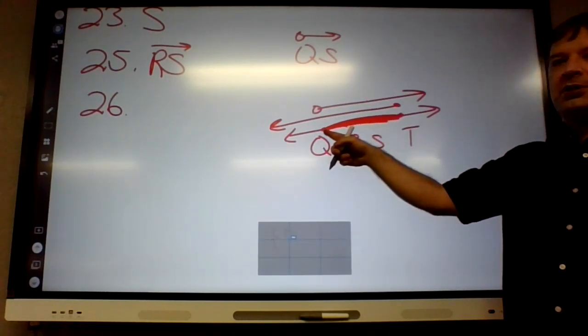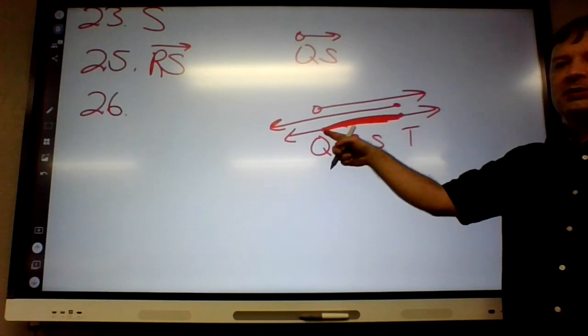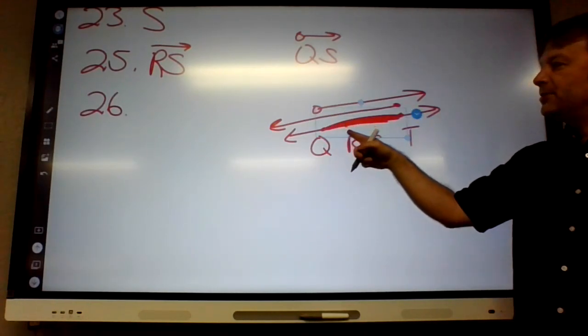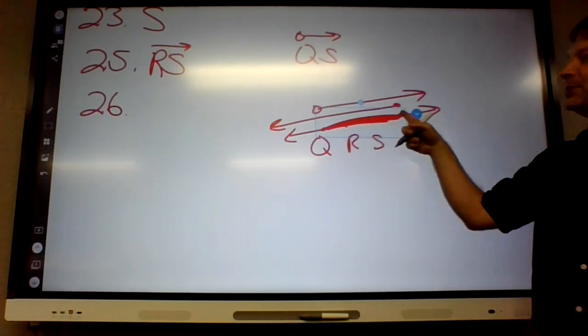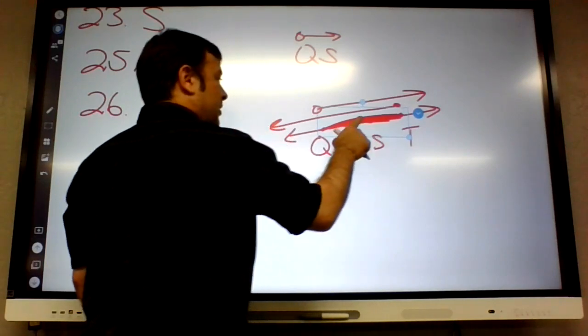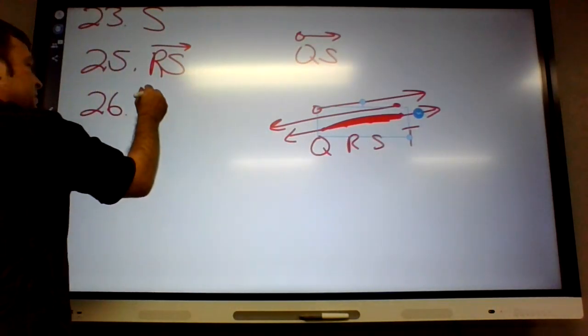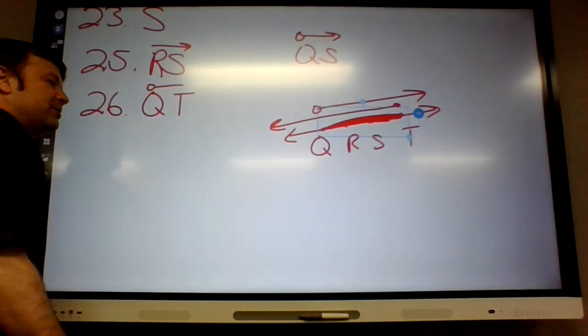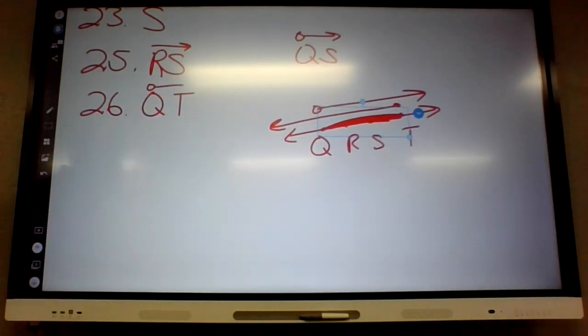Except for Q, listen, Q is not included. So it's kind of like segment QT, except Q is not included. All of this they have in common. That would almost be segment QT, but Q is not included. So what they did was they wrote that. Kind of like a line segment, but Q is not included. They probably shouldn't have done that because they didn't do that in the lesson. But whatever. That's why I helped you with it.